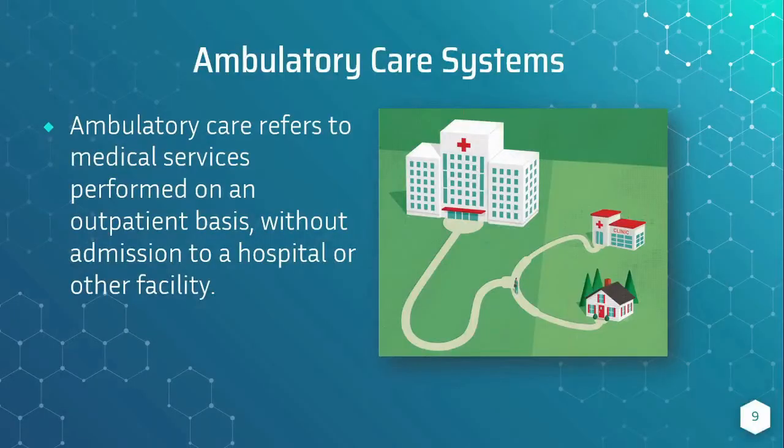Ambulatory care systems. Ambulatory care refers to medical services performed on an outpatient basis without admission to a hospital or other facility. Ambulatory care is provided in settings such as dialysis clinics, ambulatory surgical centers, hospital outpatient departments, and the offices of physicians and other health professionals.